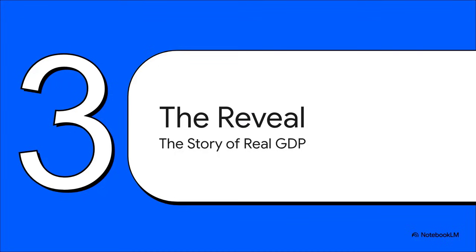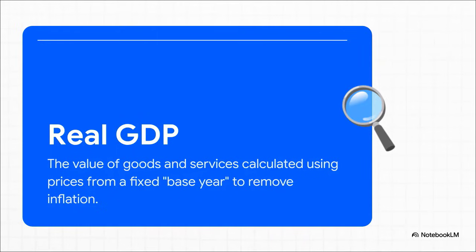So to find the truth, to separate the real production from just simple price hikes, we need a different kind of tool. We need to strip away all the effects of inflation and find what's called the real GDP. The secret ingredient here is using what we call constant prices. So instead of using the prices from the current year, we pick 1 year to be our benchmark, our base year, and we use its prices to measure the output of all the other years. This basically neutralizes the effect of inflation.